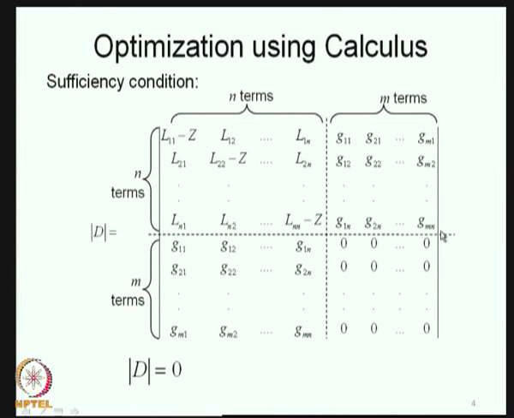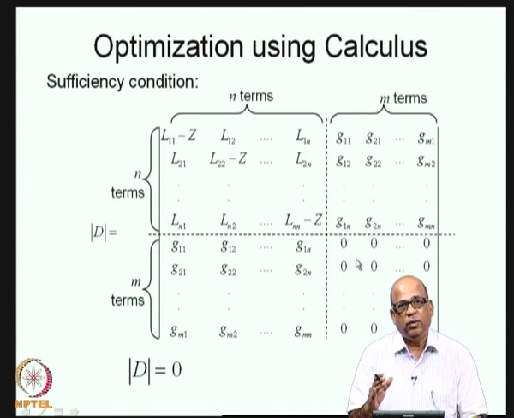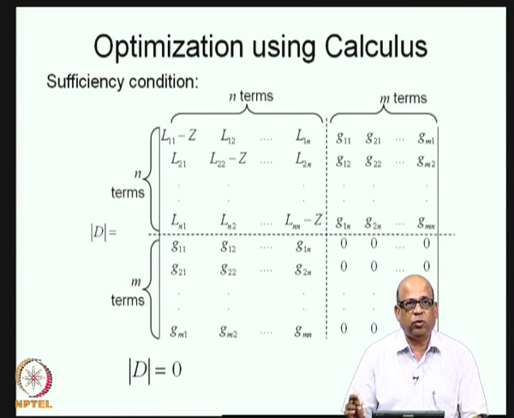So, we are left with the last column, last corner, which has m by m terms. These m by m terms we substitute by 0. There is a proof available for why this has to be a sufficient condition for optimal. We will not go into the proofs, we will only use the final result of the proof and then see how we apply the sufficiency conditions for an actual problem.